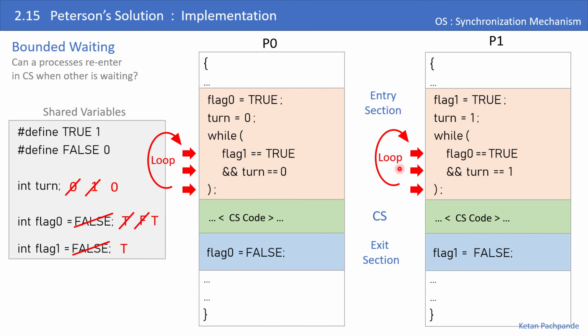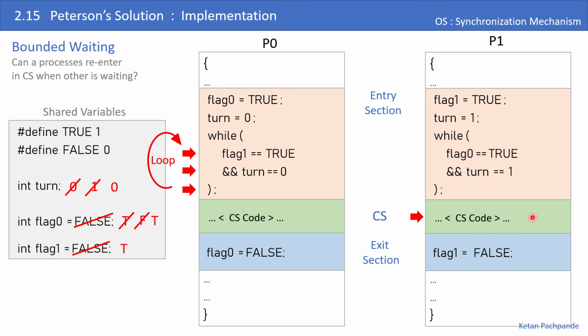While it is in the loop, again let us give the chance to process P1. What it will do is check the value of flag 0 again. What is the current value of flag 0? Flag 0 is true. True is equal to true. The condition is true, so the first condition is true. Let's check the second condition. What is the current value of turn? Turn is 0. 0 is equal to 1? The condition is false. Now since this condition is false, this while loop is going to break and process P1 is going to enter into the critical section.